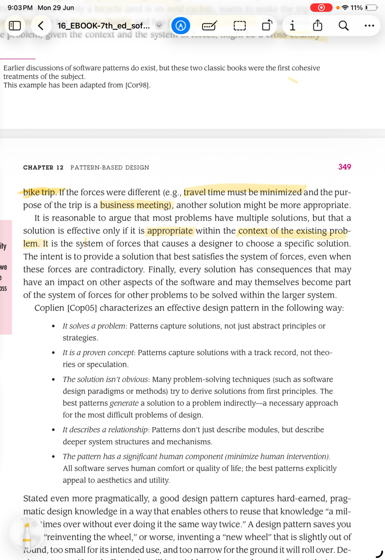It is the system of forces that causes a designer to choose a specific solution. The intent is to provide a solution that best satisfies the system of forces, even when these forces are contradictory. Finally, every solution has consequences that may have an impact on other aspects of software and may themselves become a part of the system of forces for other problems to be solved within the larger system.